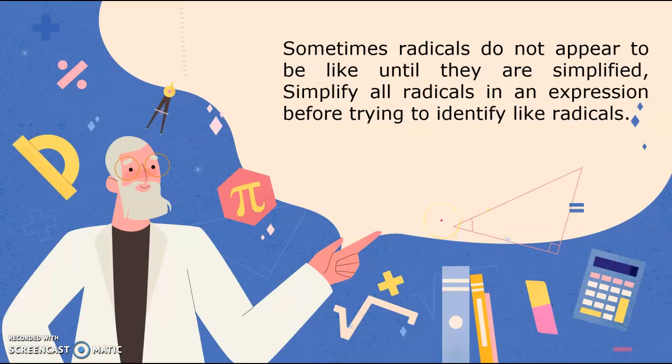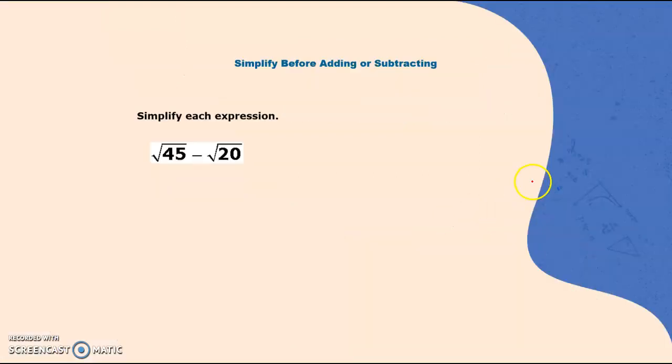So sometimes radicals do not appear to be like until they are simplified. At first glance you cannot really tell that these are like radicals. But if you try to simplify the radical, you will see that the radicals are like. So simplify all radicals in an expression before trying to identify like radicals.